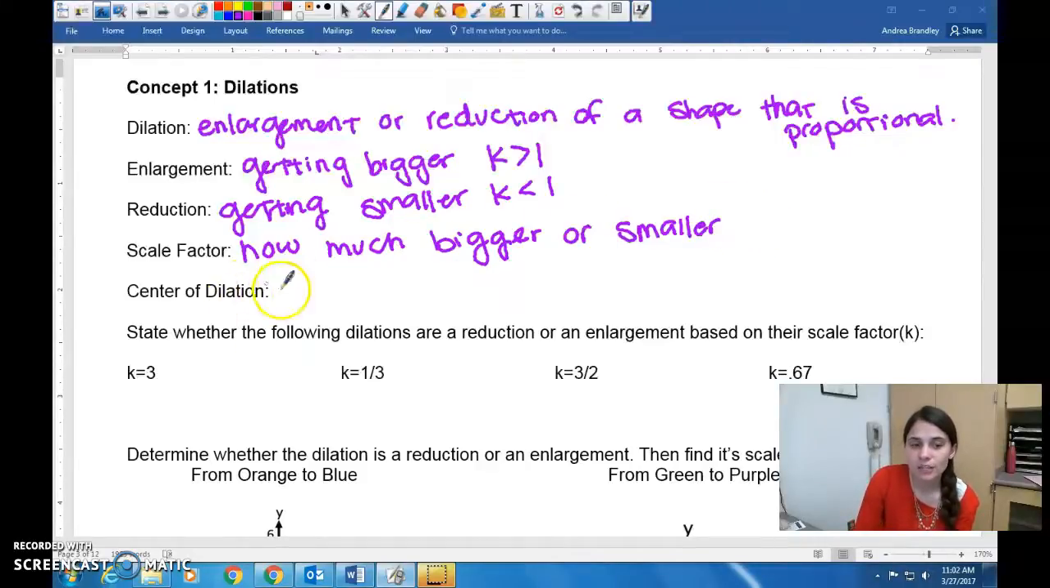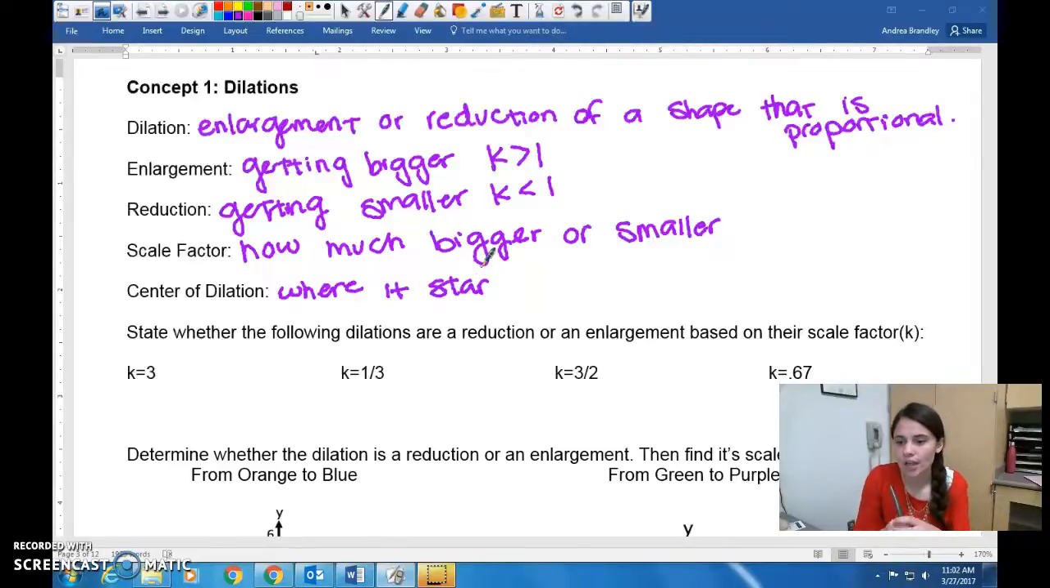And then a center of dilation is just where it starts or where it gets bigger or smaller from. It's the center that you dilate from. Generally, and I'm going to put this in quotes because it's not a technical definition, but it's good enough for our purposes, with simple problems and when you're mapping something out for yourself, you'll make your center of dilation at 0, 0 on a coordinate plane. So if you have your shape mapped on a coordinate plane, your center of dilation will be at 0, 0.